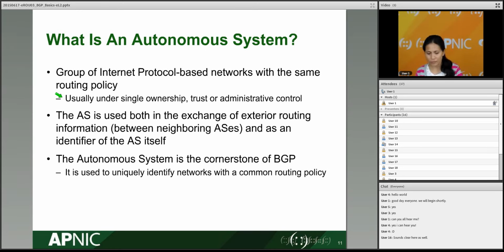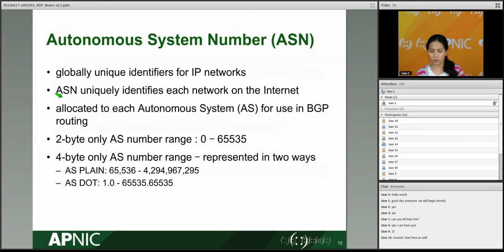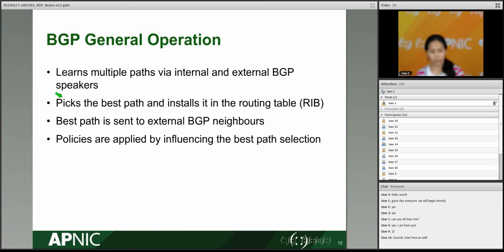Is that clear enough? I want to go through that quickly because we have a separate session that discusses autonomous system numbers and autonomous systems in general. If you have more questions on that, you can either ask here or attend that session. Now, I want to go to this part.